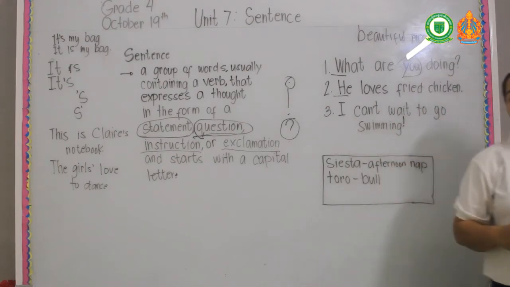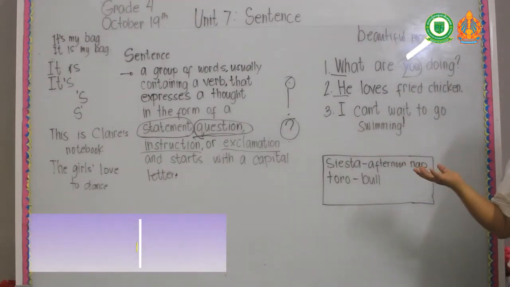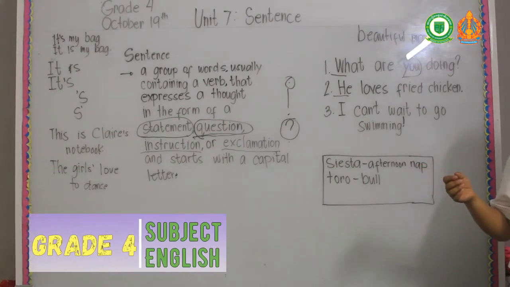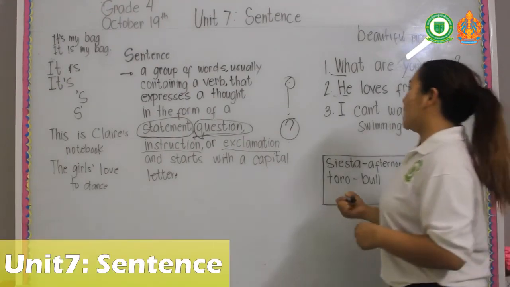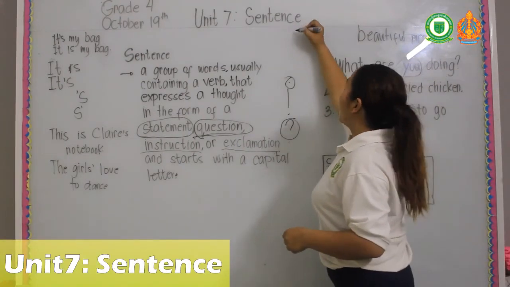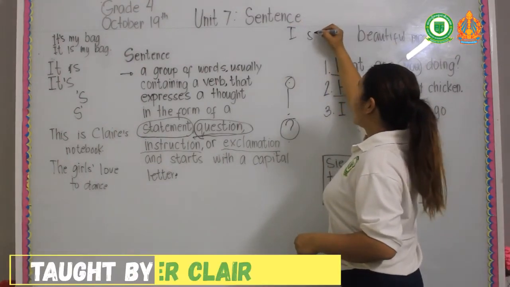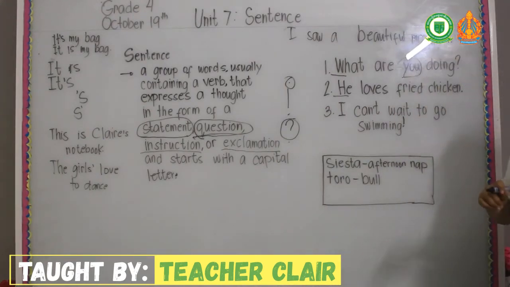This is not a sentence. It doesn't have a complete thought. Like, what is about the beautiful mountain? Okay, it doesn't have a verb. Now, if you want to make this into a sentence, you can say that I saw a beautiful mountain.